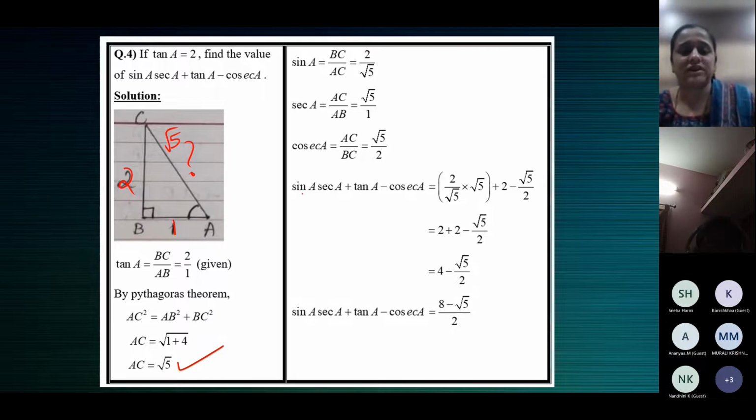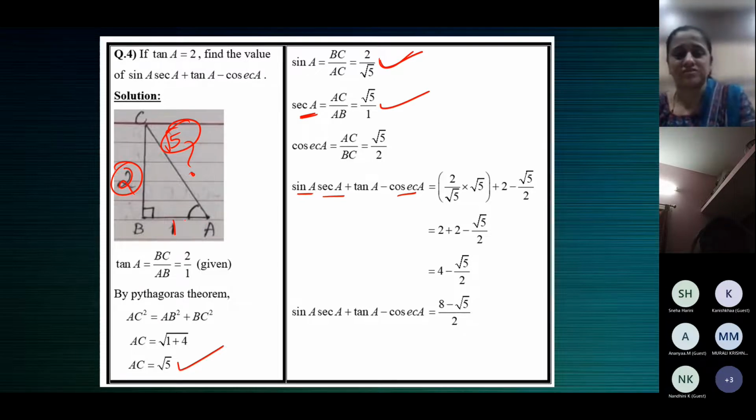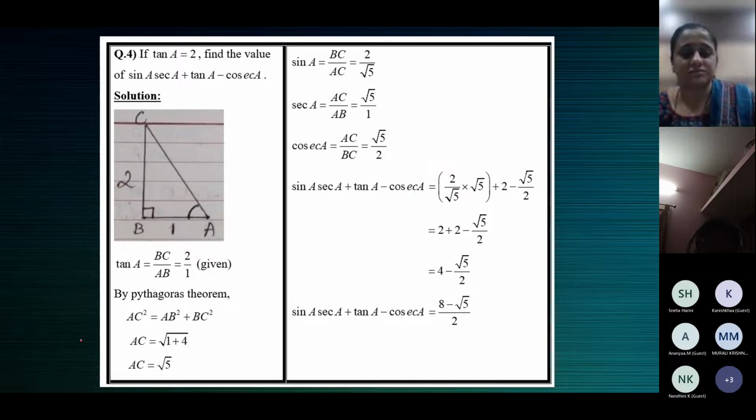Now what? You need sine A, secant A and cosecant A. What is sine A? Opposite by hypotenuse, 2 by root 5. What is secant A? How do you find secant A? Hypotenuse by adjacent, root 5 by 1. So use the right triangle and the relationship between the T ratios and the sides. Find the other values, whatever you need. You need sine, secant and cosecant. Find them, substitute, evaluate. So it's that easy.